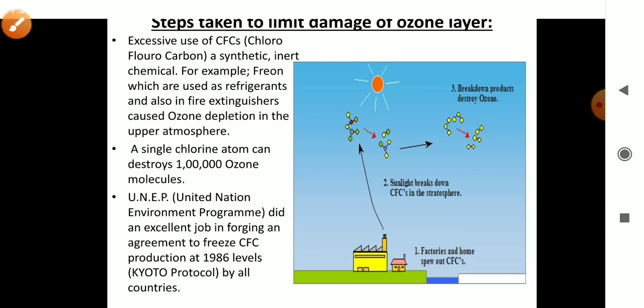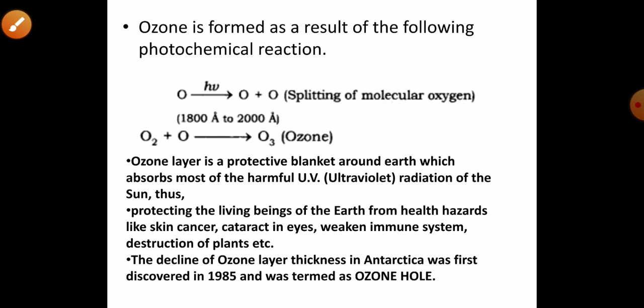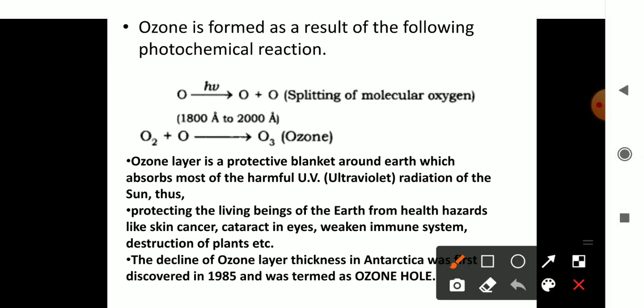And as I said, when the ozone layer gets depleted, it becomes difficult to filter out the ultraviolet radiations. When ultraviolet radiation directly reaches the earth's surface, living beings get exposed, and exposure to ultraviolet radiation results in all these different kinds of health hazards. Now, it not only affects human life, but the life of animals and plants is also affected.